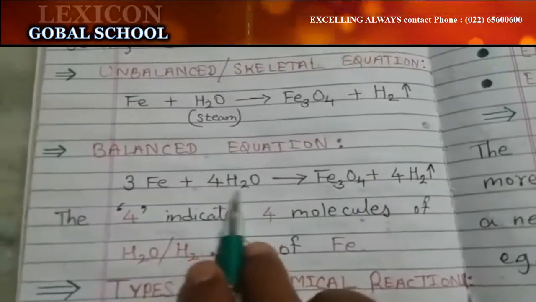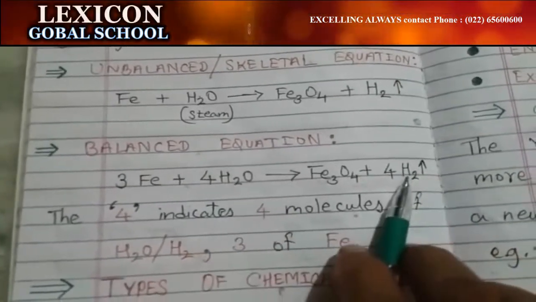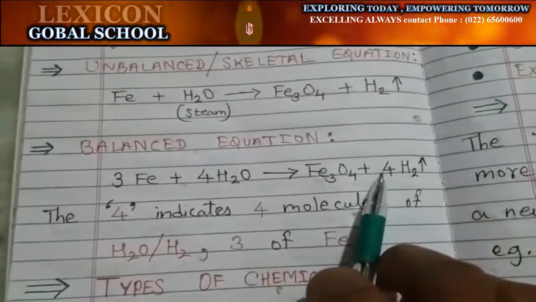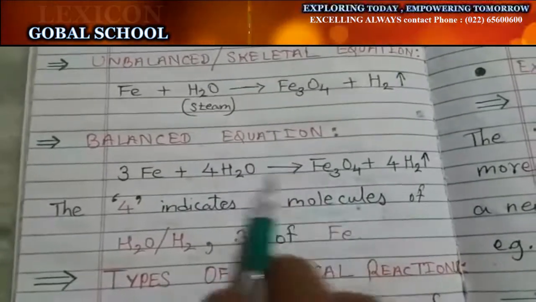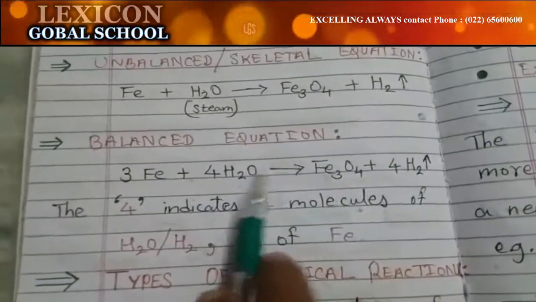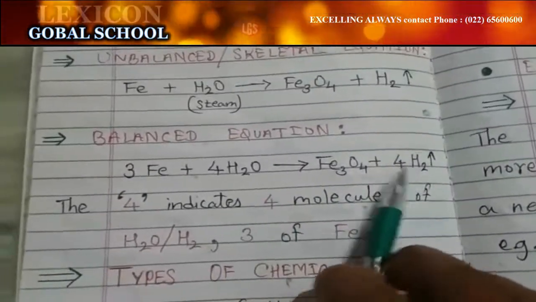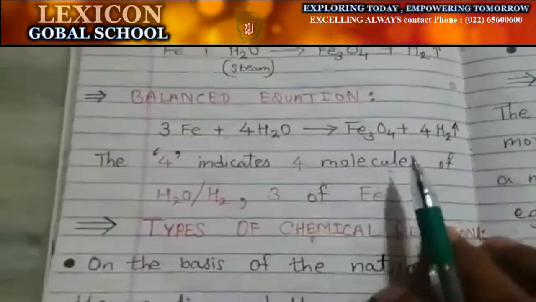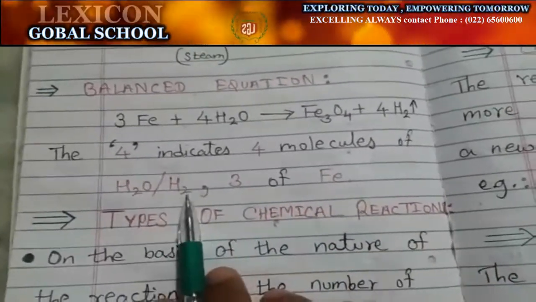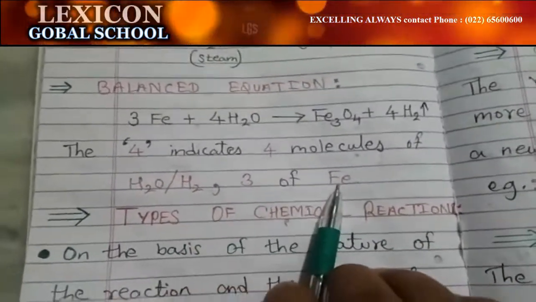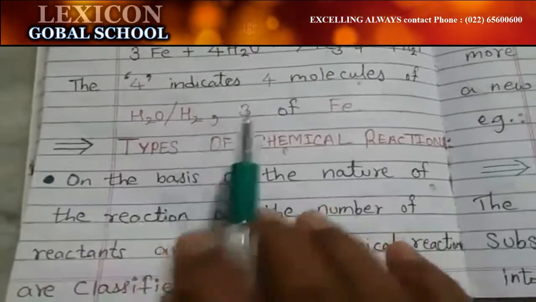But now H2 into 4, that means hydrogen became 8 here. Here it is 2 only, so in front of hydrogen we can put 4, so it also becomes 4 into 2, 8. Now you can see iron is 3 on both sides, oxygen is 4 on both sides, and hydrogen is 2 into 4, 8 here, and 2 into 4, 8 here. This is called what? A balanced equation. Here 4 indicates 4 molecules of H2O or hydrogen, and 3 of iron. Now this was all about how to balance a chemical reaction.